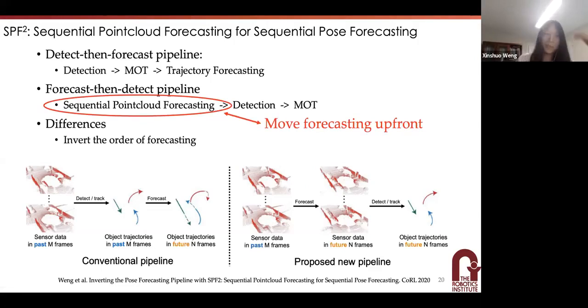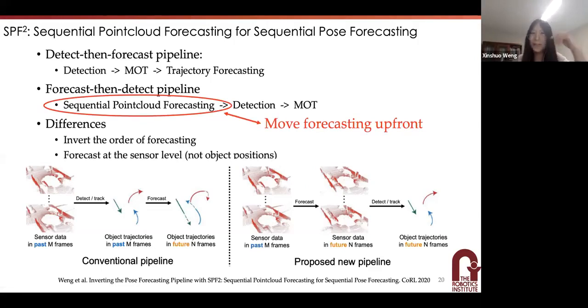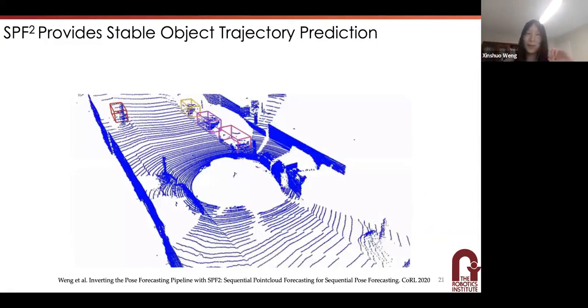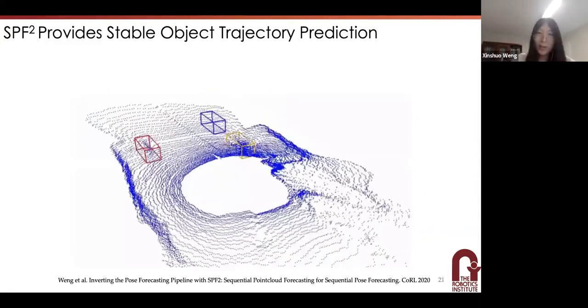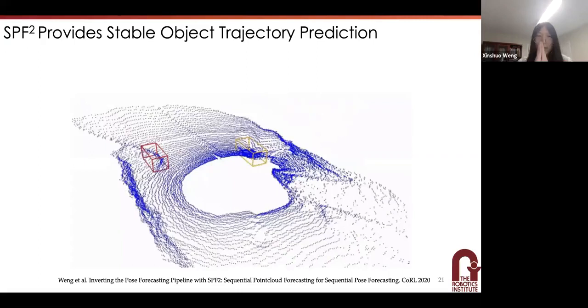We move forecasting up front, and we forecast at the sensor data level, not object positions, right? Okay, so the figure looks maybe boring, so let's just look at some videos. Here is what we can do with this new pipeline. Since we do forecast and detect, we first need to forecast the point cloud.